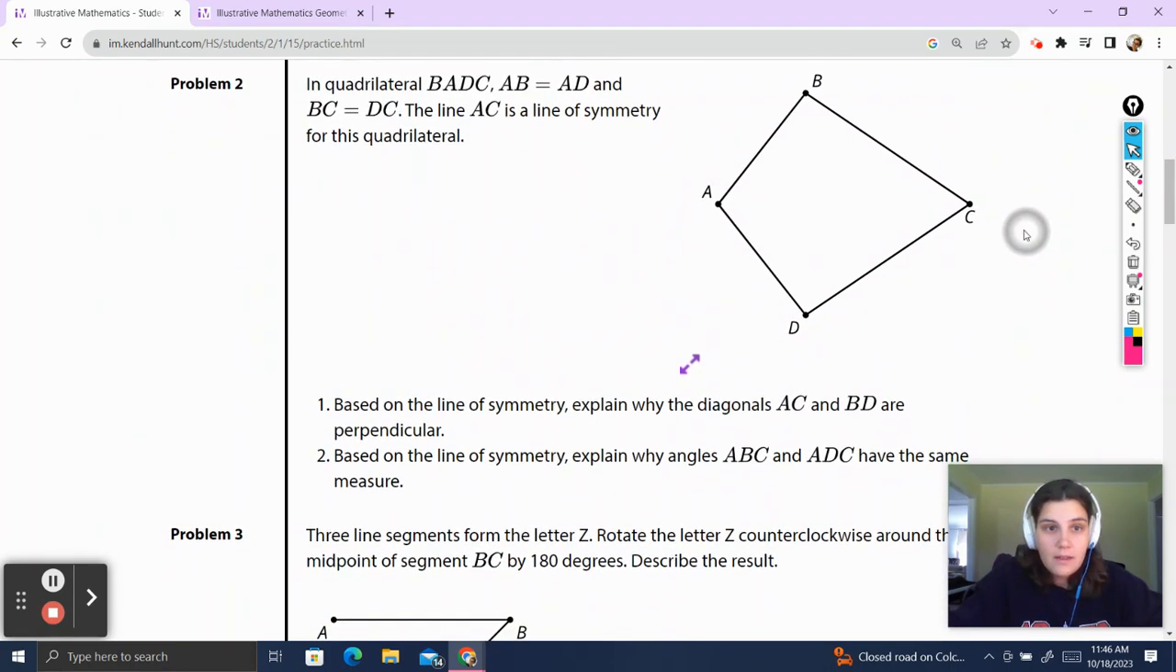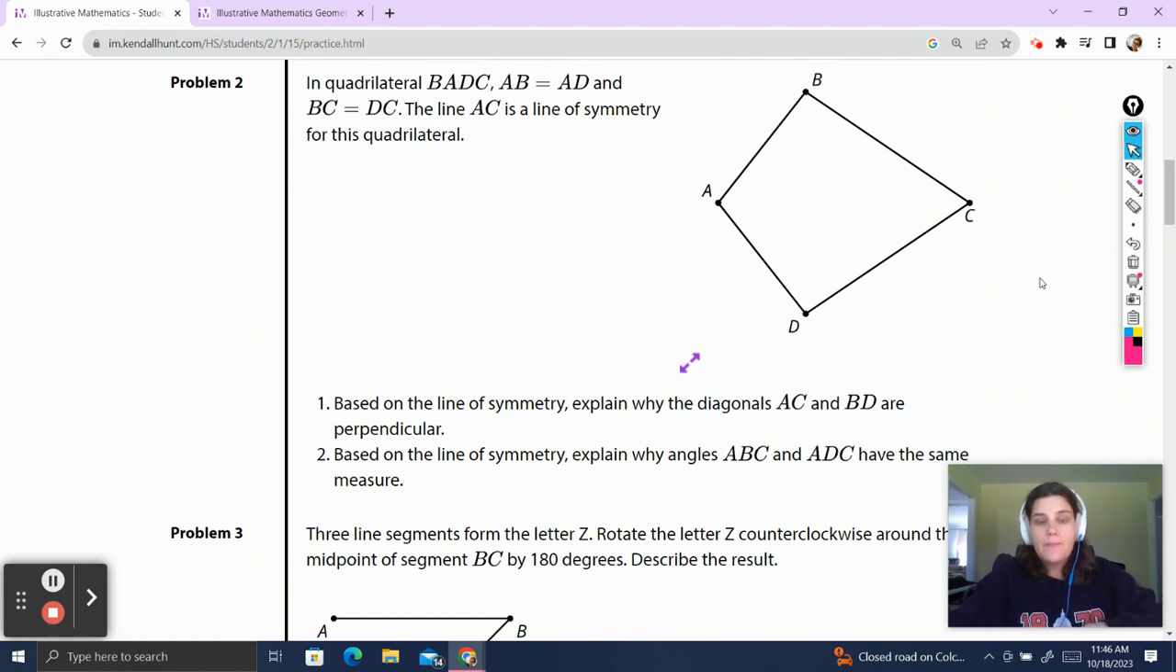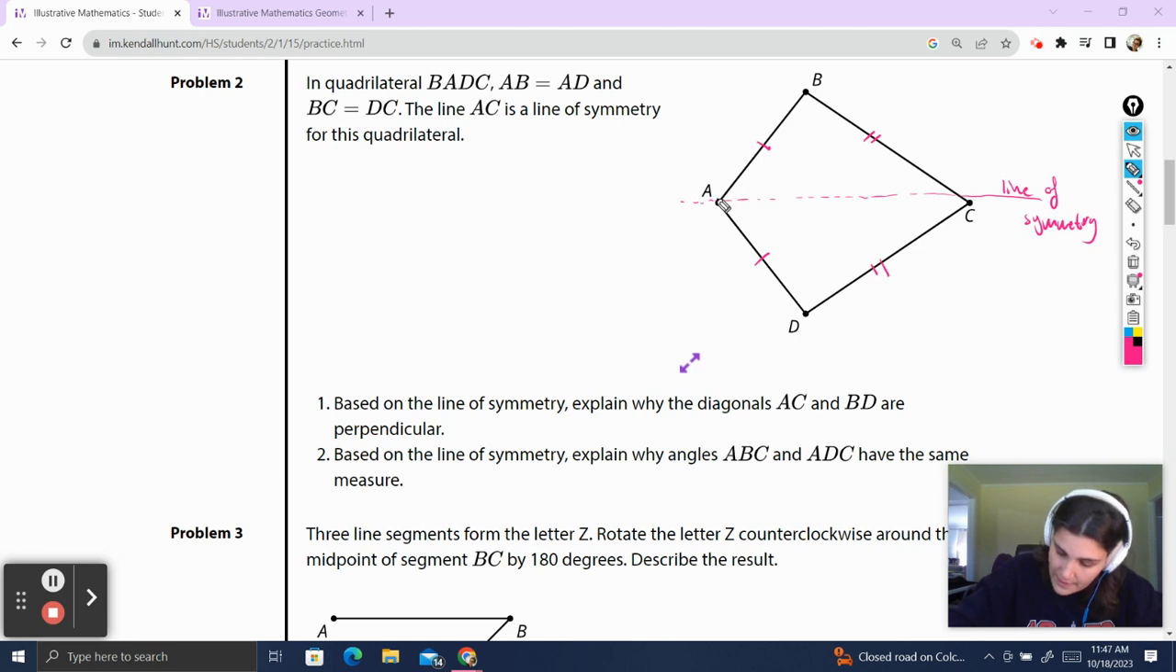Problem 2. In quadrilateral BADC, AB is equal to AD. So this guy is the same length as this guy. BC is equal to DC. So this guy is the same as this guy. And line AC is a line of symmetry for this quadrilateral. So I'm going to draw that line here. This is my line of symmetry. And what that tells me is that if I reflect this side, so angle ABC, over this line of symmetry, it's going to map perfectly onto that side.